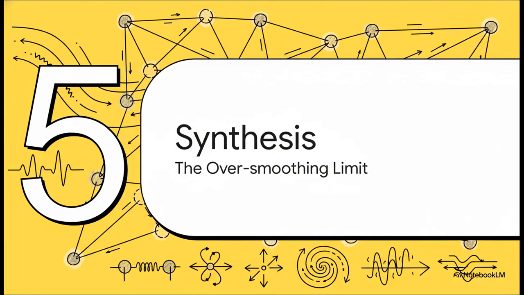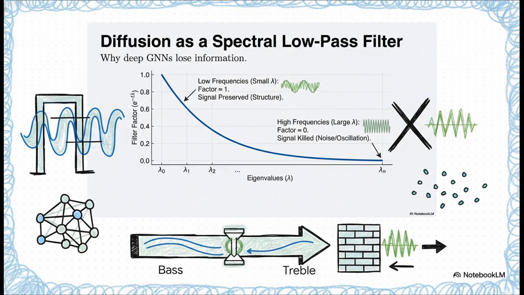Okay, now let's bring it all together. By combining these three views, the network, the signal, and the physics, we can finally understand a fundamental limitation and a core design challenge in all of graph learning. Because GNNs are just performing diffusion, they act as a spectral low-pass filter. Just look at this graph. For the low frequencies, the small eigenvalues, the filter factor is close to 1. That means the signal gets preserved, it passes right through. But as the frequency gets higher and higher, the filter factor just plummets down to 0. Diffusion effectively kills the high-frequency treble, all the local details, while preserving the low-frequency bass, the global structure.